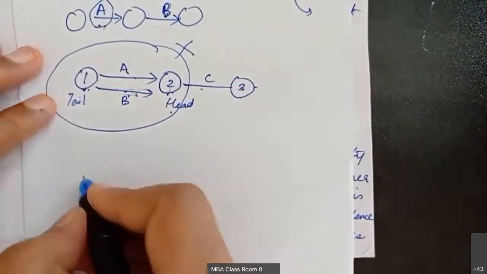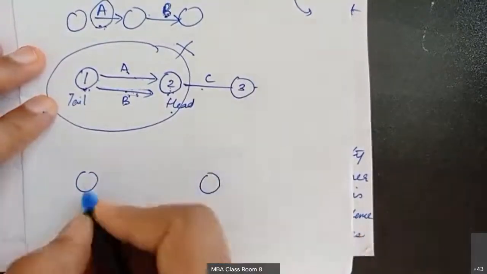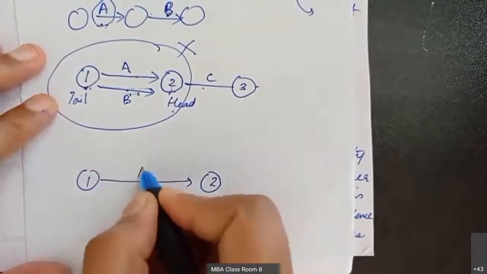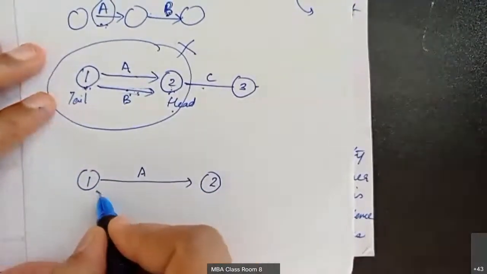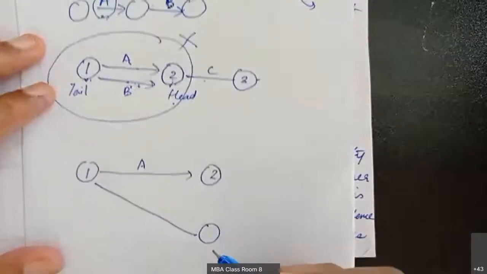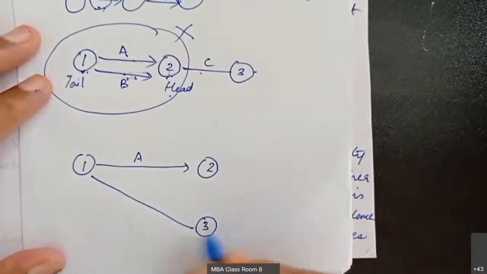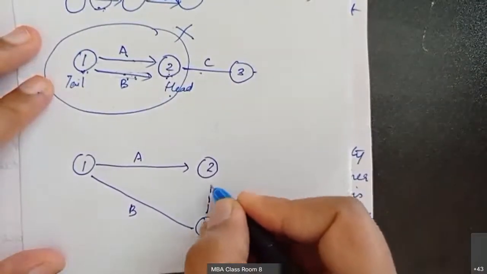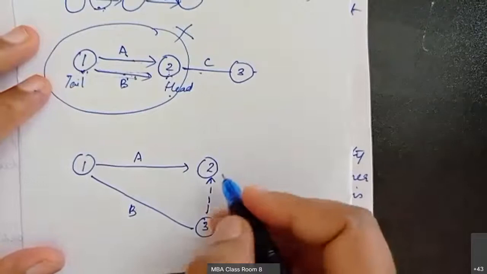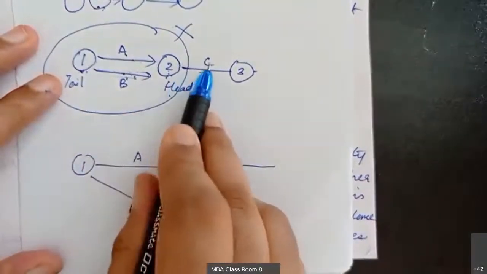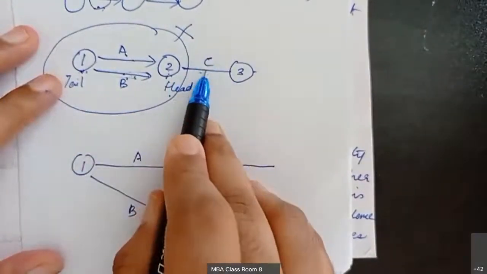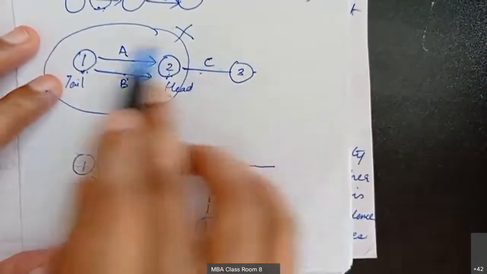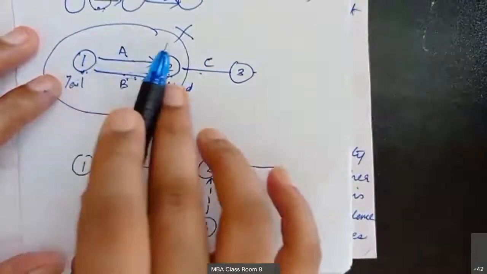How will you do that? Suppose you have 1 here, 2 here, and over here you have A. For B, I will draw it to another node, 3. I will draw B here, and then I will connect this with dotted lines to 2. So in effect, C needs to be started only once A and B are completed. That's the meaning of this, no? But this diagram is not allowed in network analysis.